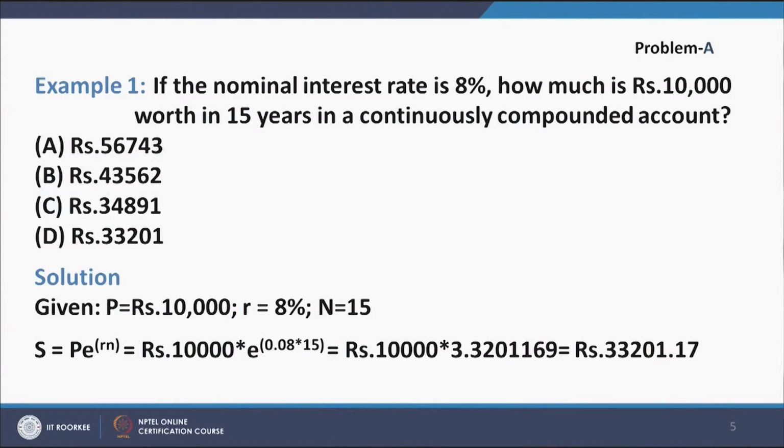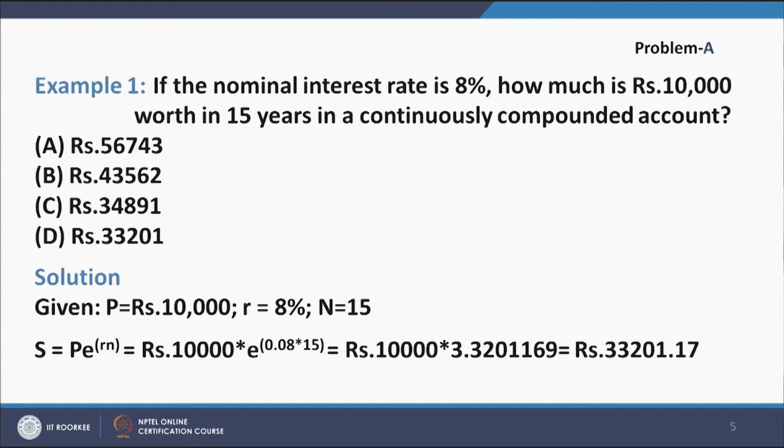Now, problem type A. Example 1: if the nominal interest rate is 8%, how much is rupees 10,000 worth in 15 years in a continuously compounded account? There are 4 answers. The solution: P is given as 10,000, nominal interest rate is given as 8% and n is given as 15 years. So, S has to be found out.